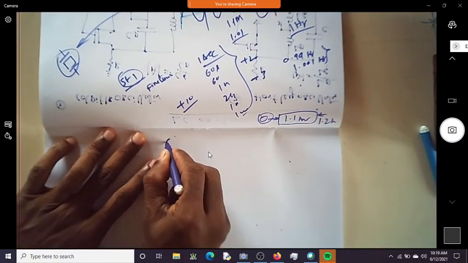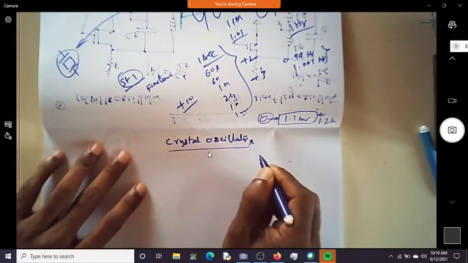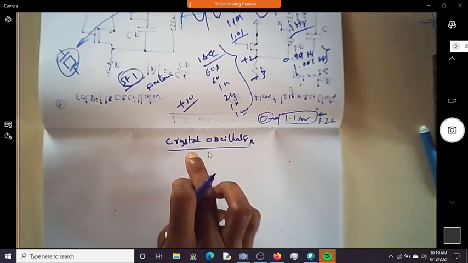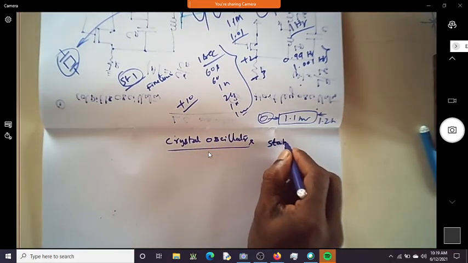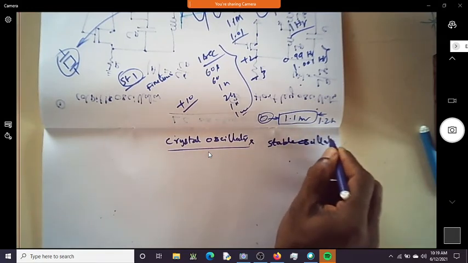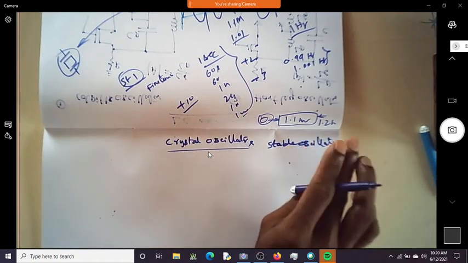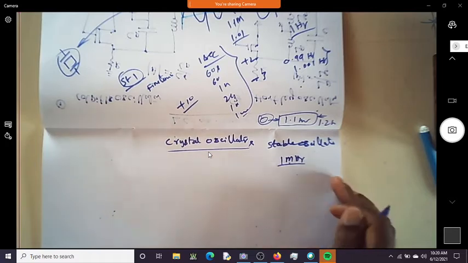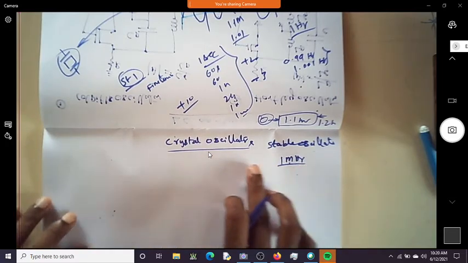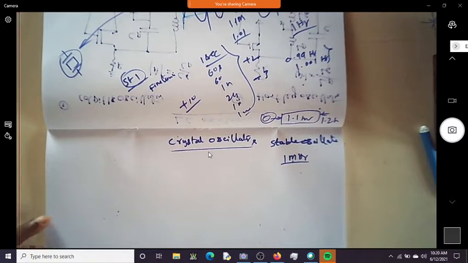So the next type of oscillator is crystal oscillators. The main advantage, or main purpose, of using a crystal oscillator is to get stable oscillations. When I say stable oscillations, it's not a stable system. It is stable oscillations. The oscillations should not change. If the frequency is 1 megahertz, it should be 1 megahertz even after years together. So, we will see how we develop a crystal oscillator, what is the circuitry involved in that, and how we get such a precise frequency.